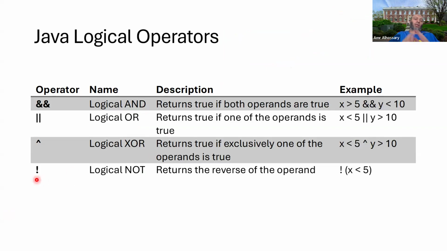The last one is the logical NOT. And NOT simply reverses the operand. So you can say if I am not facing the target, the robot is not facing the target, keep rotating until you find it.